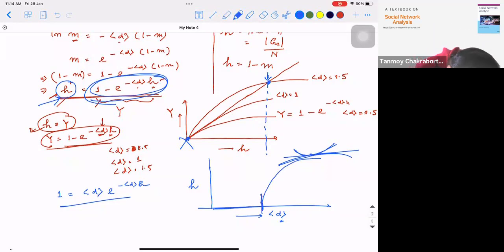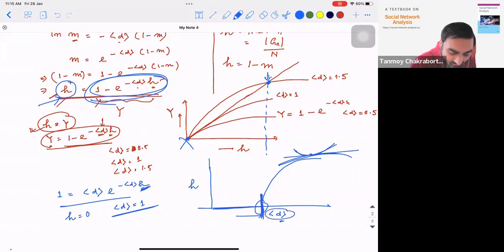So at this critical point, what is the value of H? At or around this critical point, the value of H is 0, meaning there is no giant component. So if we put H equals to 0 here, you see that mod D is 1. What does it mean? It means that the criteria for the emergence of a giant component is basically that the average degree should be 1.